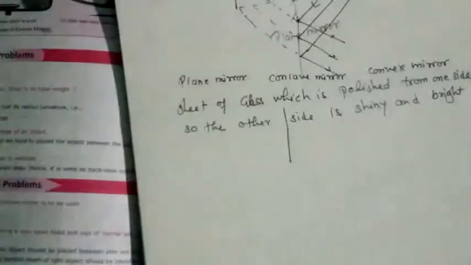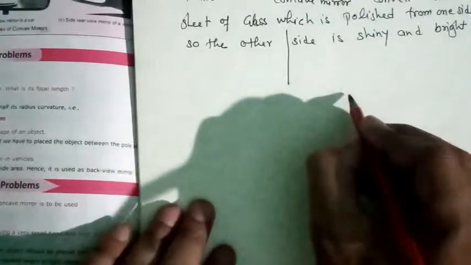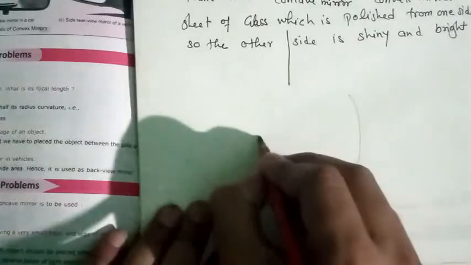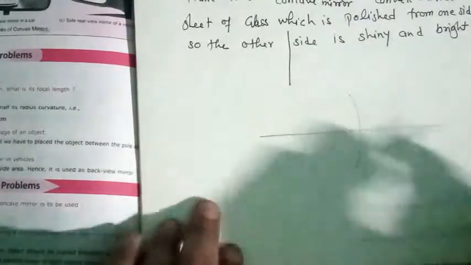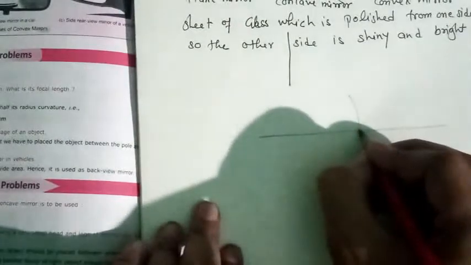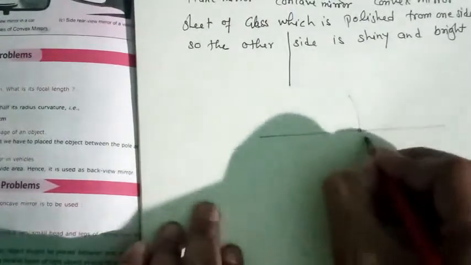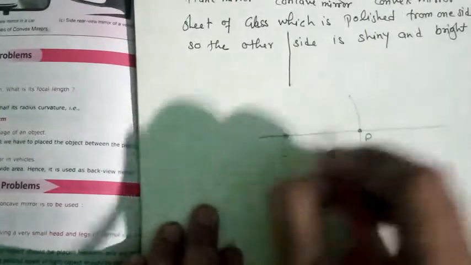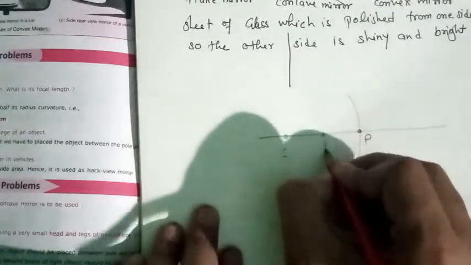Let this be our mirror. This is the plane axis or main axis. This is the pole. This is the center of curvature. This is the focus.